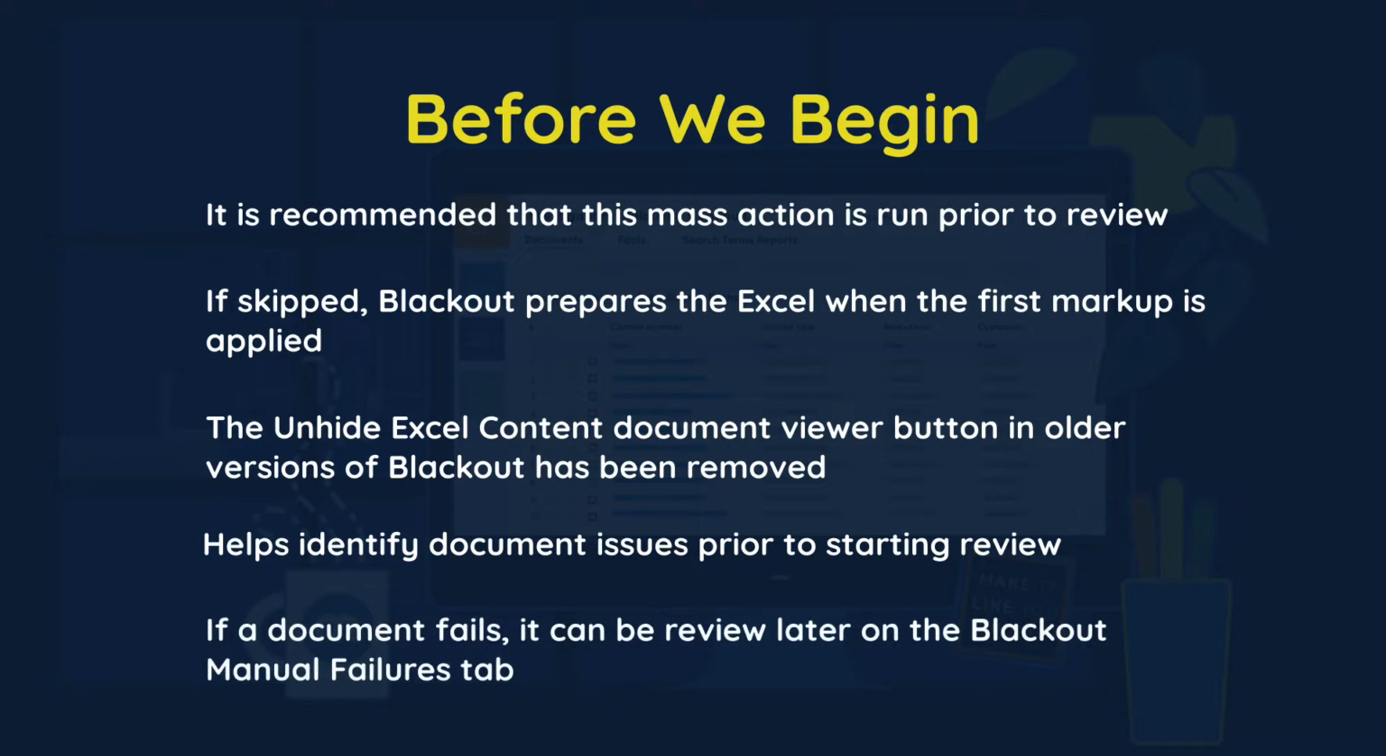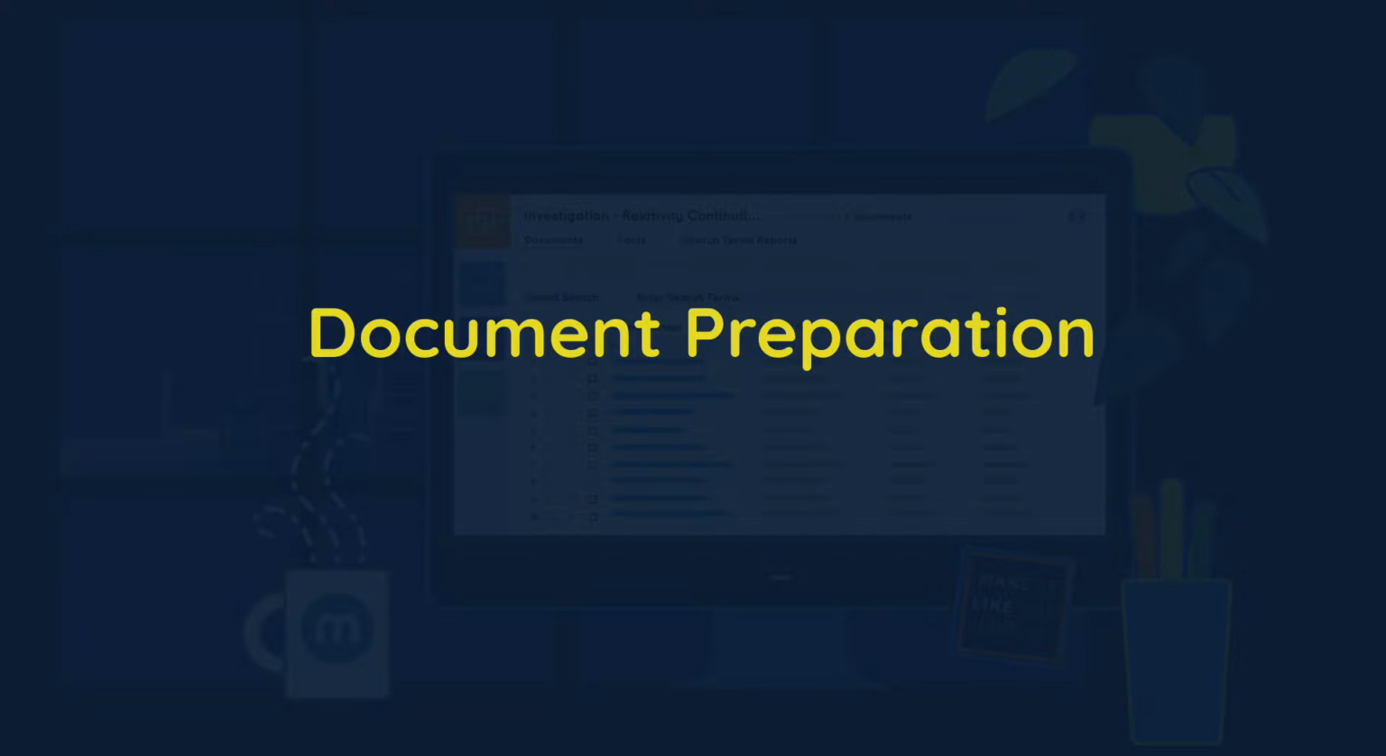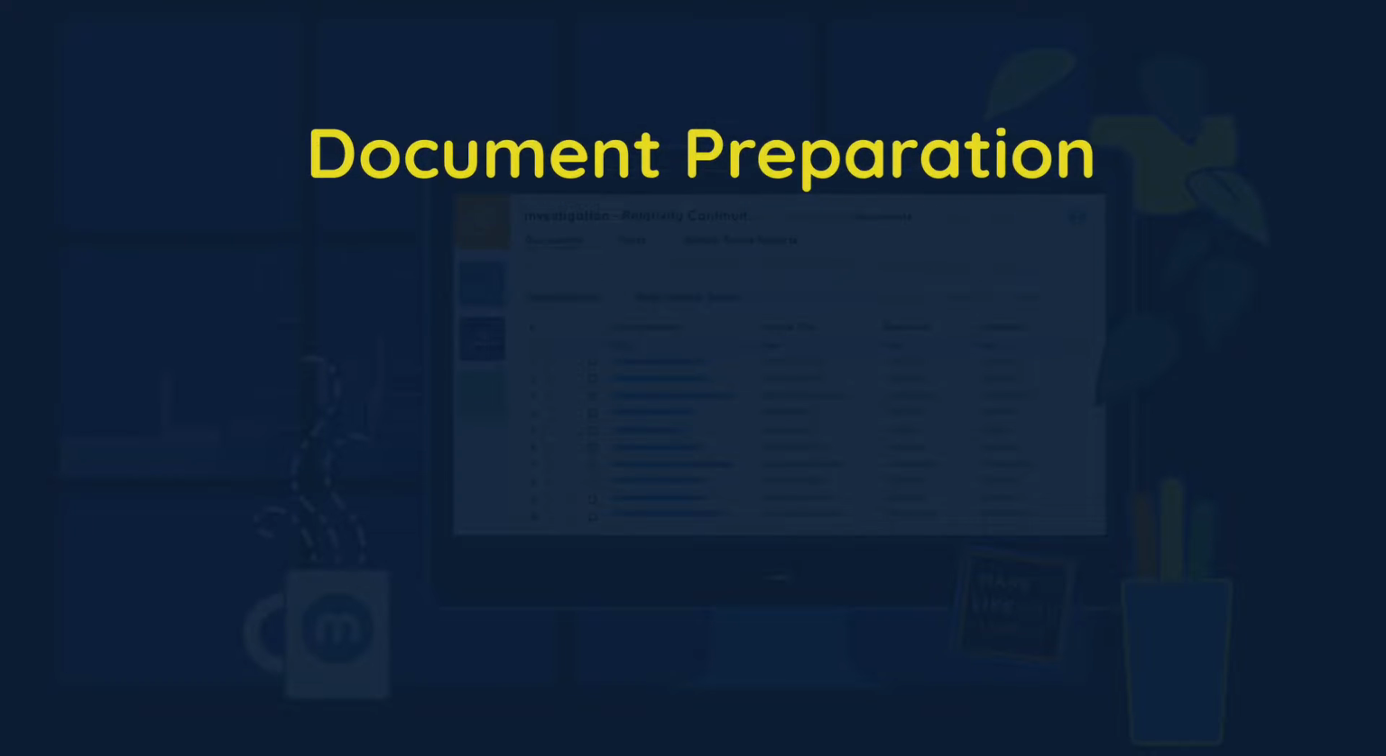If a document fails to prepare, you can review those errors on the Manual Failures tab after running this mass action. When this mass action is run, document preparation will occur on the selected documents. The mass action will complete the following.